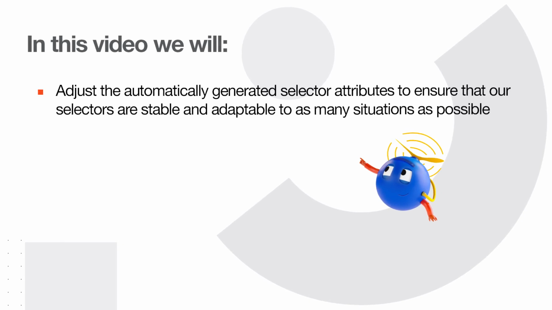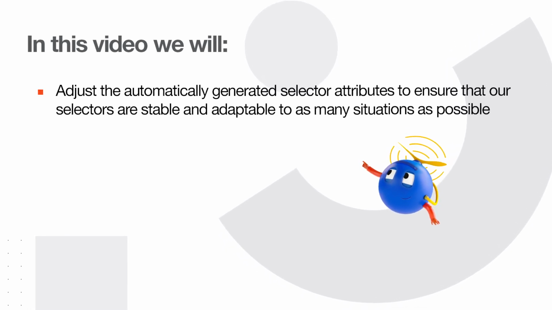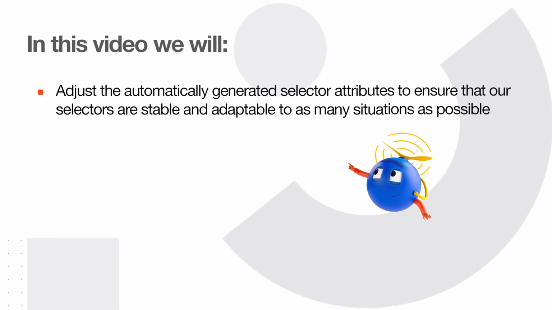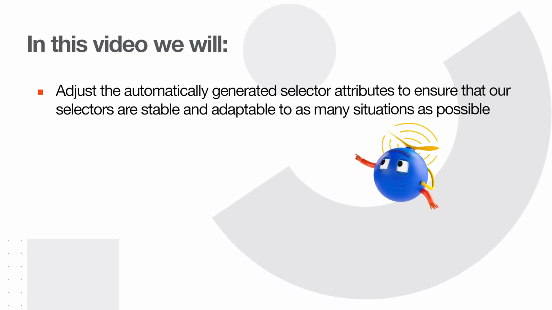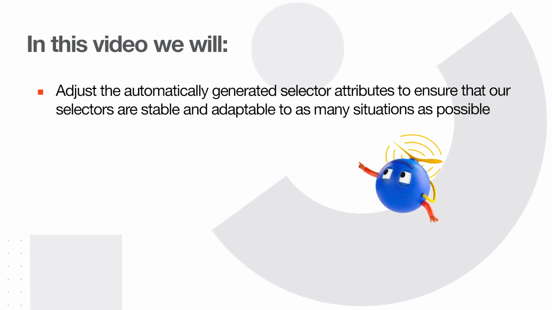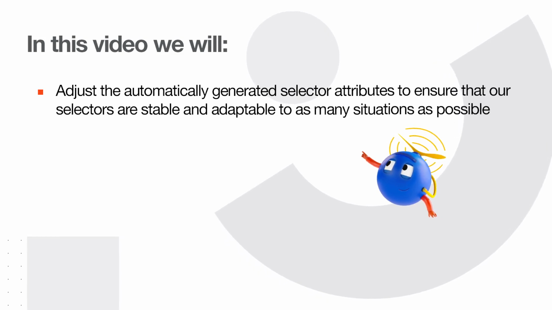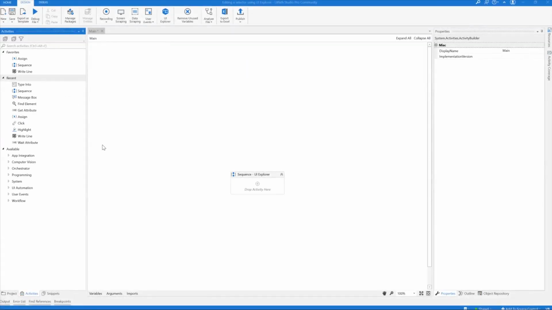Now that we've learned what selectors are and how they work, we can proceed to a more in-depth demo of the UI Explorer wizard. This is one of the most frequently used tools in UiPath Studio. In the previous lesson, we've discussed some scenarios in which the selectors generated by UI interaction activities might not be reliable in the long run. Now, we'll see how we can adjust the automatically generated selector attributes to ensure that our selectors are stable and adaptable to as many situations as possible.